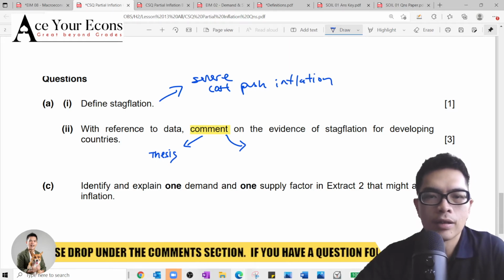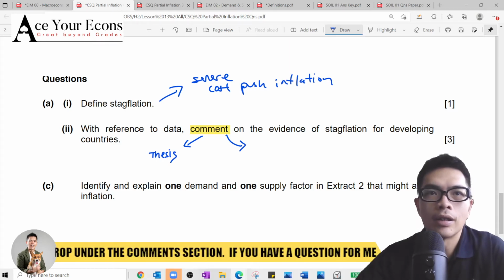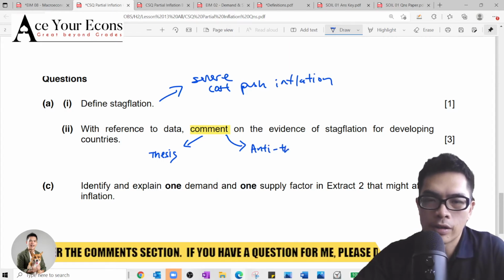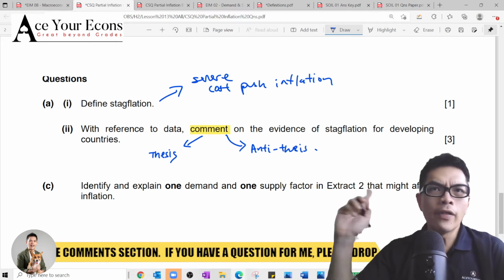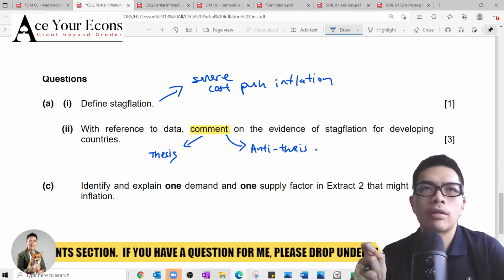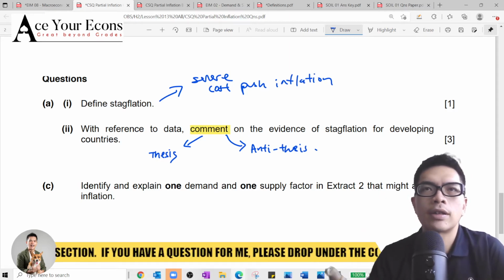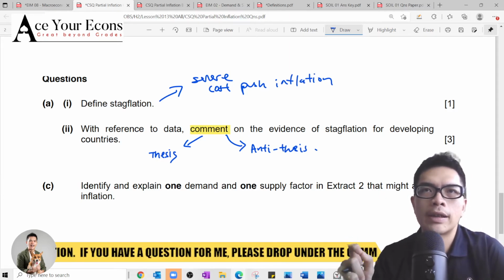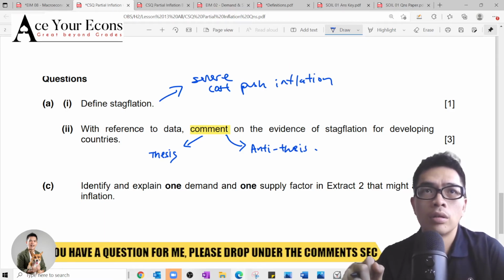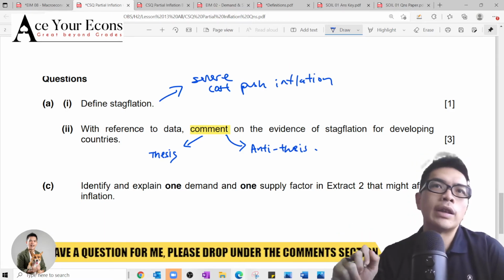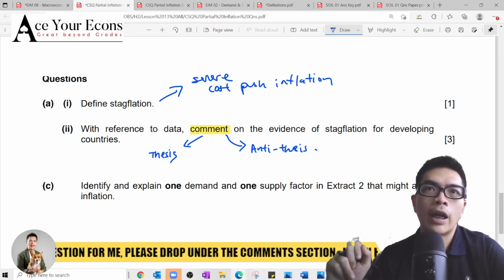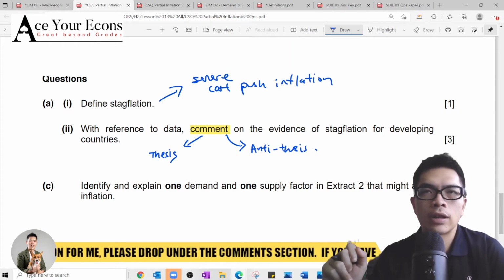And what's the opposite of thesis? Antithesis. So if you haven't got this framework right, please copy this down. Thesis and antithesis. We have to start forming thesis and antithesis for this question. So what is a suitable thesis for this? Okay, with reference to data, comment on the evidence. So what is a thesis for this?